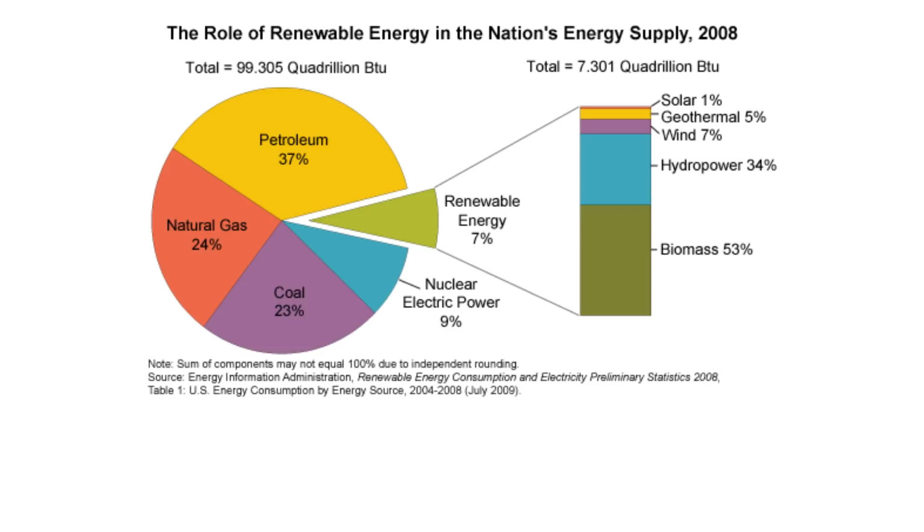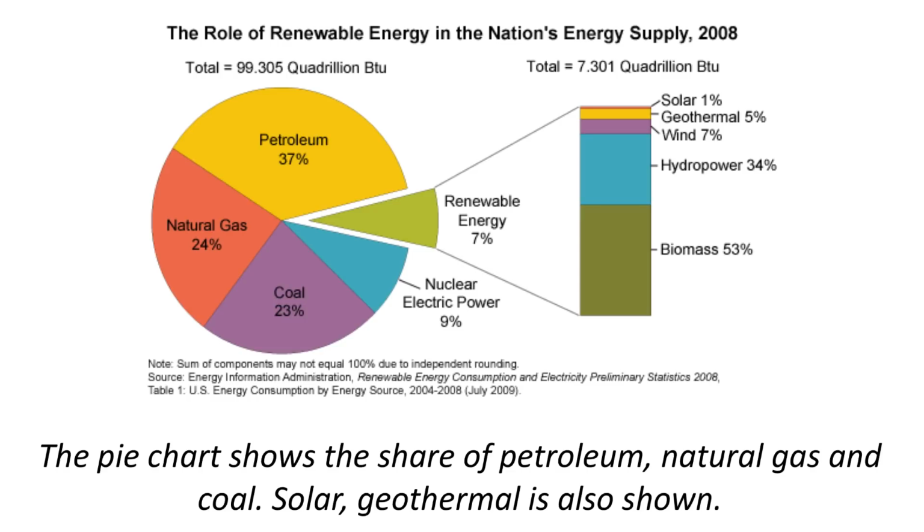So in this example which we are considering, you can just read that the pie chart shows the share of petroleum, natural gas and coal. Solar, geothermal is also shown. So all that you did was, in front of you there is a pie chart, and it has petroleum, coal, natural gas. You just read that. And then in the other part of the image, you just read two of those. You said solar geothermal is also shown. So just do that, read what's there in front of you.